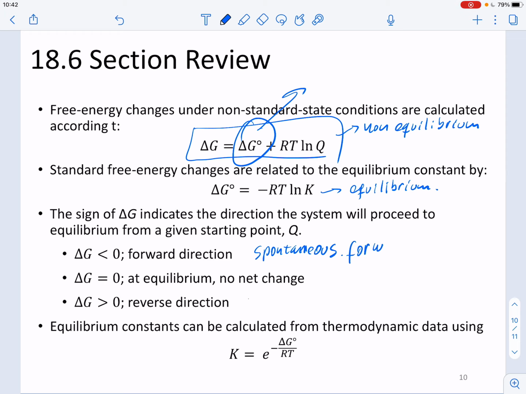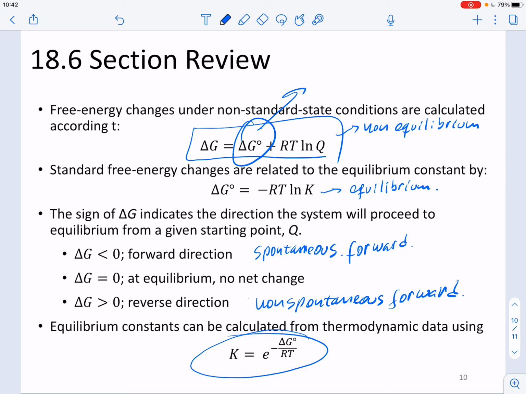Let's put it this way: negative is spontaneous forward, and positive is non-spontaneous forward. Okay, meaning that the reverse direction is the one that is spontaneous. Okay, and if you have proper data, if you have thermodynamic data, you can calculate K using just the exponential of the delta G in this case. Okay, so this equation comes from that one. All right.